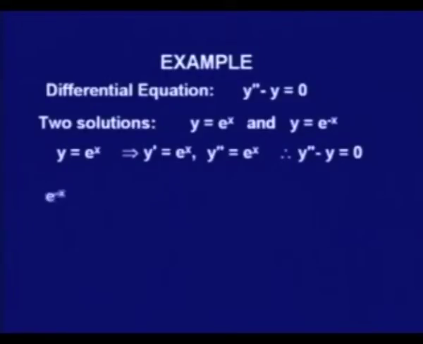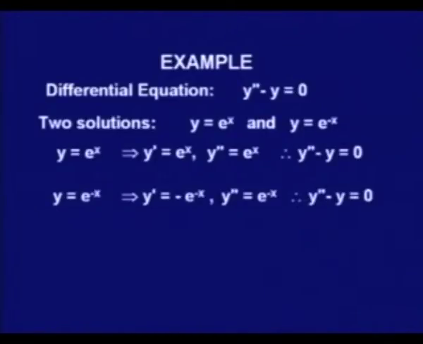Similarly, we can check with e to the power minus x. What will be its derivative? Minus e to the power minus x. Second derivative, e to the power minus x. Again we are getting the second derivative and the function the same. So their difference would give me 0, that is, again it is satisfying our equation. So both are solutions of this differential equation.